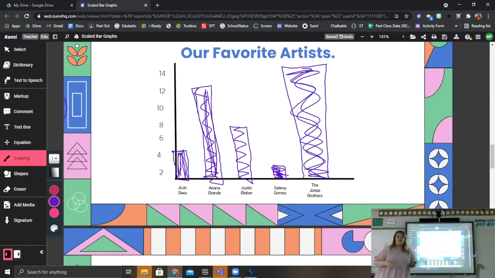So here we've made a bar graph, and you can see the order that kids voted for their artists. The Jonas Brothers is towering over the rest. Then we have Ariana Grande, Justin Bieber, JoJo Siwa, and Selena Gomez. So let's go see if we can turn that into a picture graph.